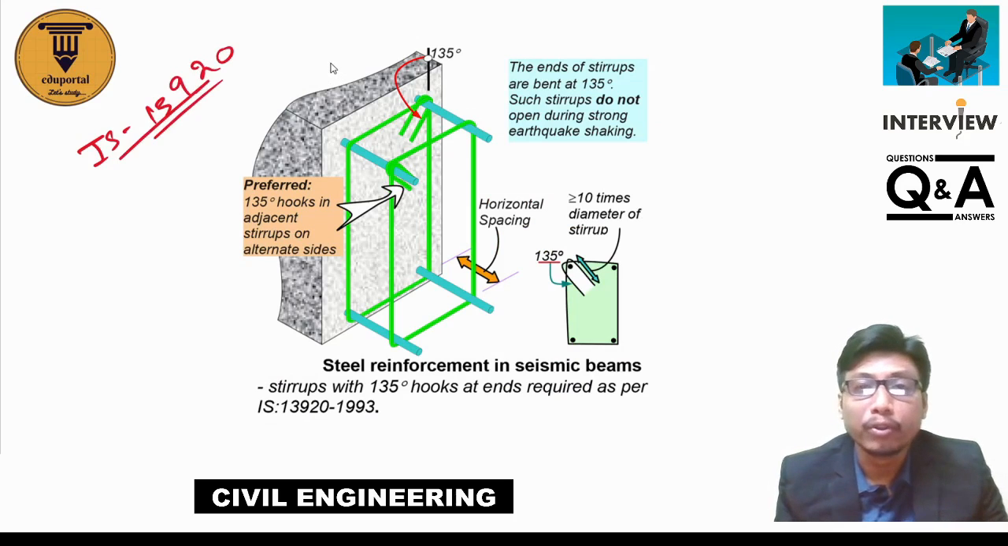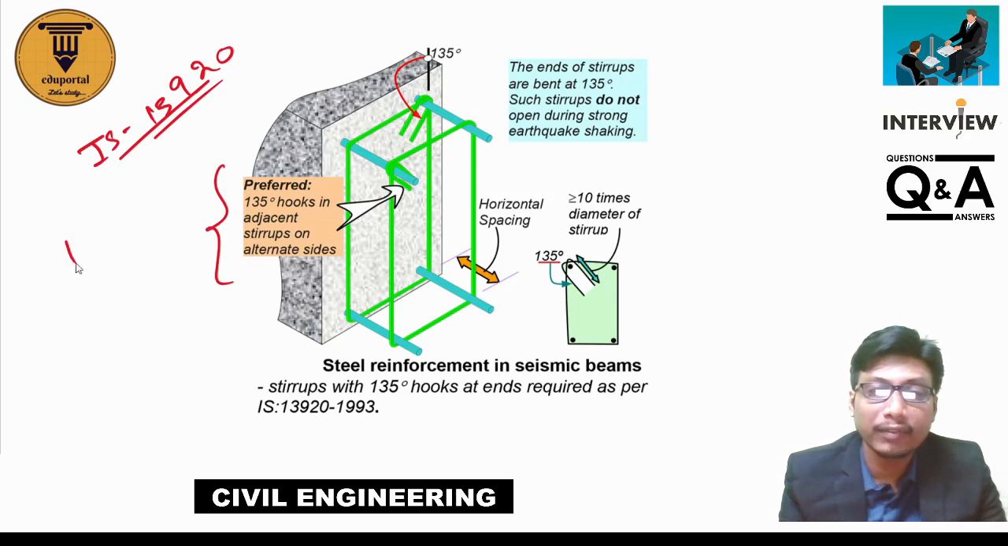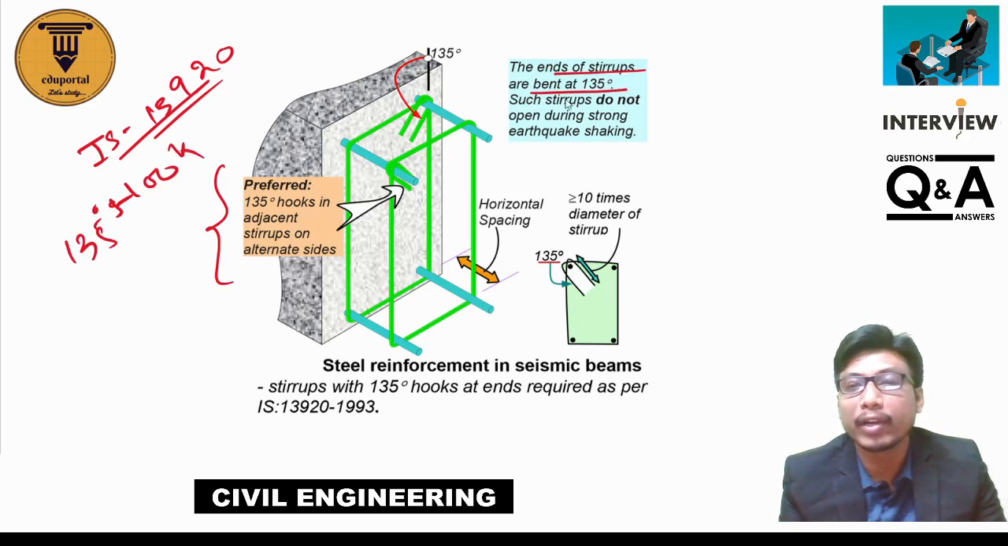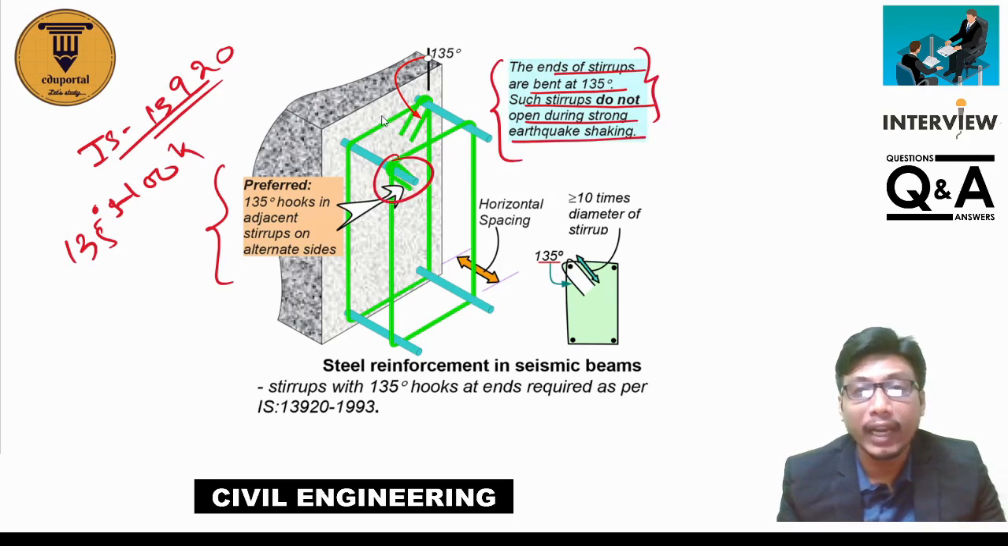A lot of things are there in ductile detailing, so I will tell you the 4 important points that you must mention. First one is the 135-degree hook. Why is it provided? The ends of the stirrups are bent at 135 degrees. Such stirrups do not open during strong earthquake shaking. So this 135-degree hook is provided so that they do not open during the earthquake shaking. This is very important.